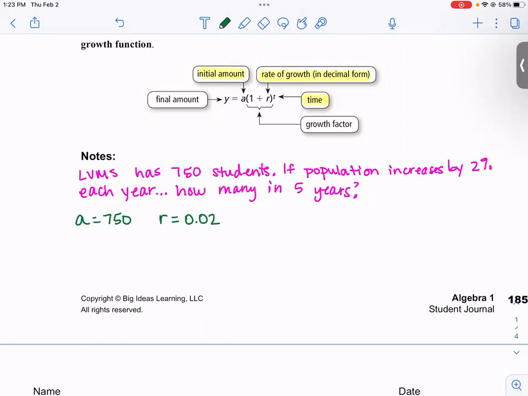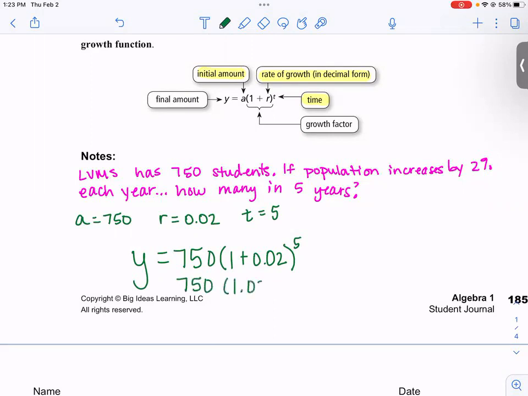Okay. 0.02 would be our rate, and our time would be 5 years. So when we set this up, we have 750 times 1.02 raised to the 5th power. The one's always going to be 1. I was wondering what that was. Okay. So we have 750 times 1.02 to the 5th power.